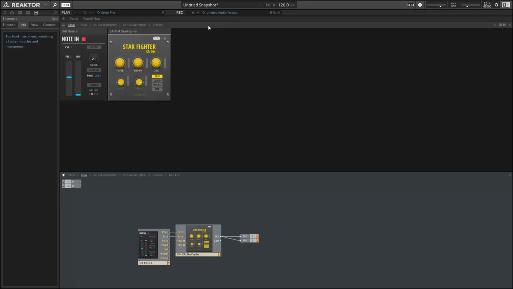And we have some standard controls for a pulse oscillator, like tuning and width, as well as a built-in envelope. The built-in envelope is modeled after the one in the Nintendo. And I couldn't really figure out how to do this without causing a little bit of aliasing. You can hear it if you listen closely.